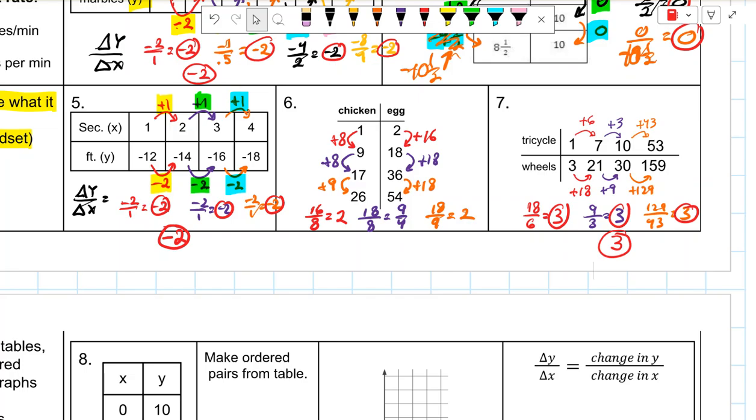All right, I got all three done. So number 5 and 7 have a constant rate of change. 5 was -2 and 7 was 3. Now, number 6 does not have a constant rate of change, which really is showing you right here. You had a 2 one time, then you had a 9/4. That's 18/8 reduced. And then you had a 2. They're not all the same, so they are not constant, which really just puts together which one comes first, the chicken or the egg. All right, moving on.